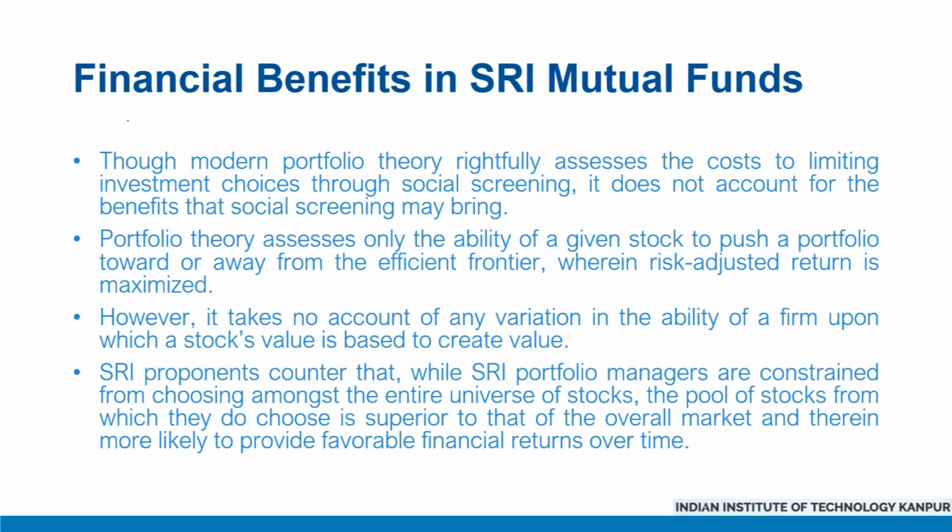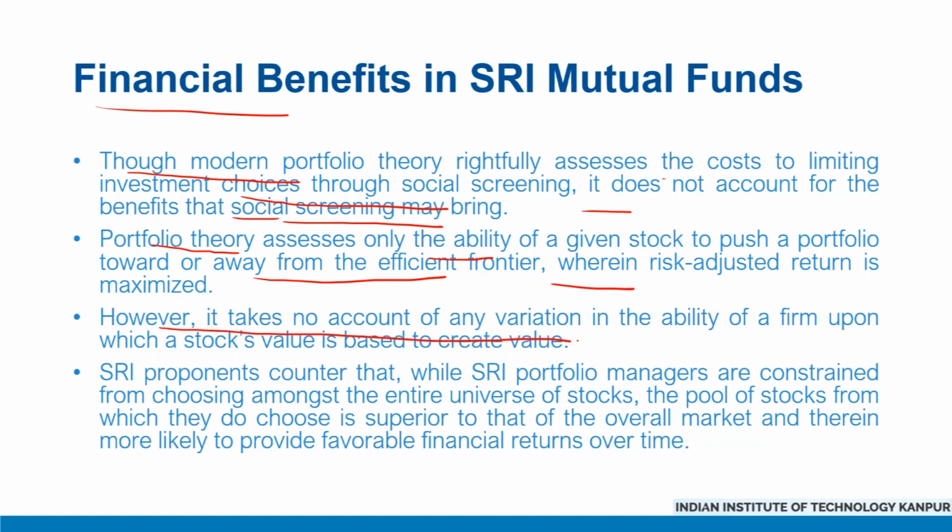Now, coming to the financial benefits of SRI mutual funds, though modern portfolio theory rightfully assesses the cost of limiting investment choices through social screening, it does not account for the benefits that social screening may bring. Portfolio theory assesses only the ability of a given stock to push a portfolio toward or away from the efficient frontier, wherein risk-adjusted return is maximized. However, it takes no account of any variation in the ability of a firm upon which a stock's value is based to create value.